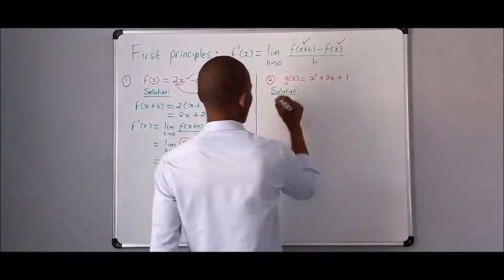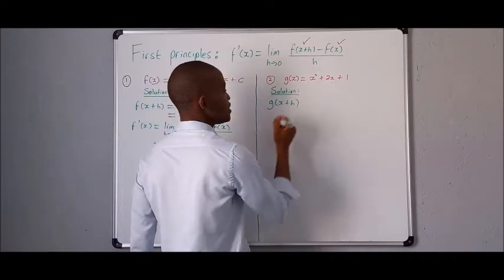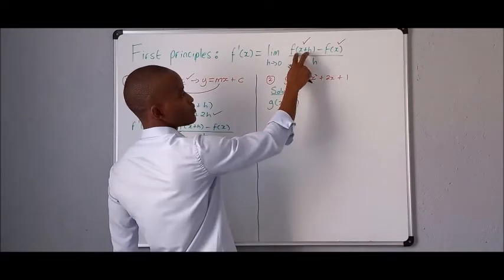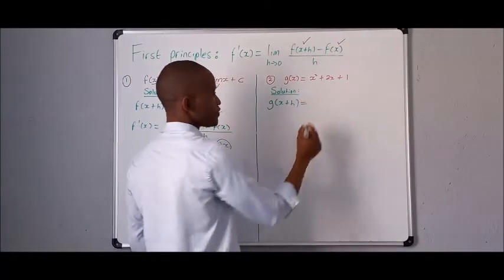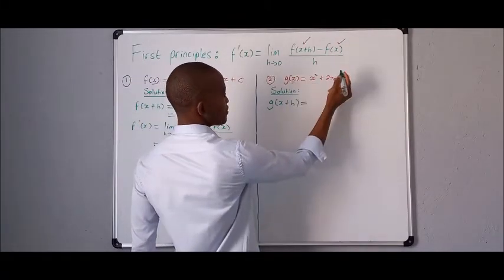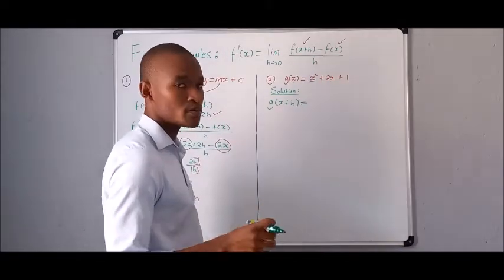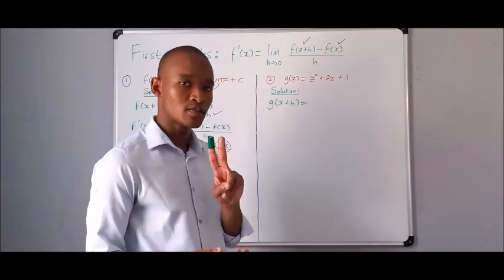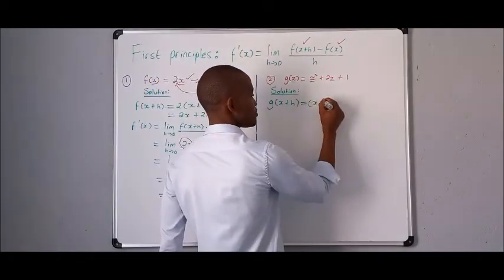So we have the following: we need to find the derivative of g, but first we need the expression for x plus h. Okay, so what will this be? We have x, of course, in place of x, and there are 2 places or 2 terms that contain x. So you need to substitute twice this x plus h in that expression. So we have this x plus h.